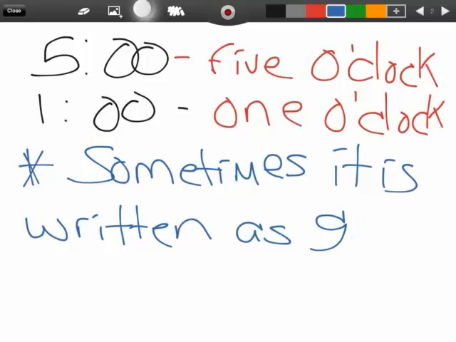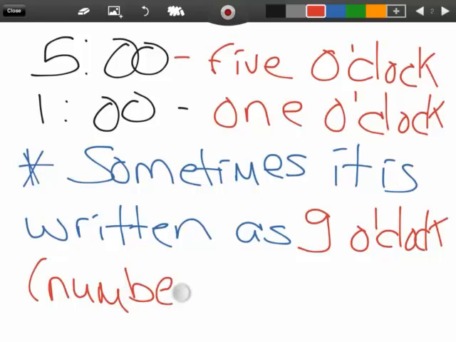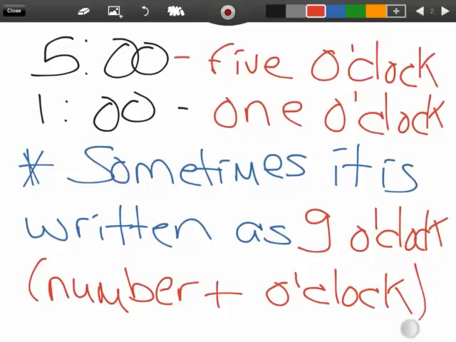Oops, sorry about that. Let me write that out in red for you. It's 9:00. It is the number plus o'clock. And this is very important, so I'm going to go ahead and also put a red star here.